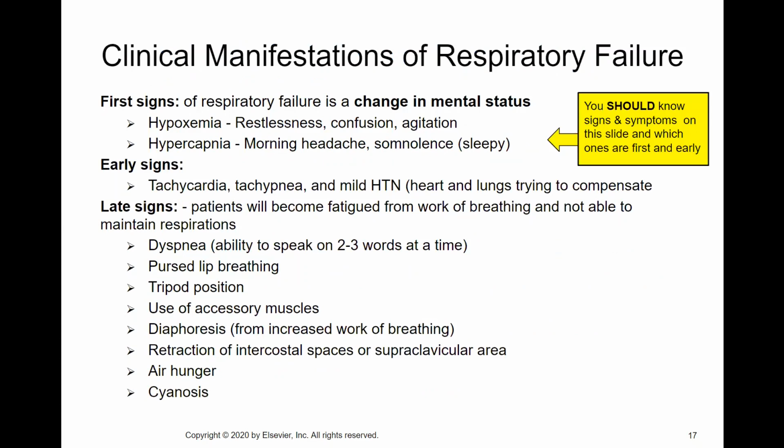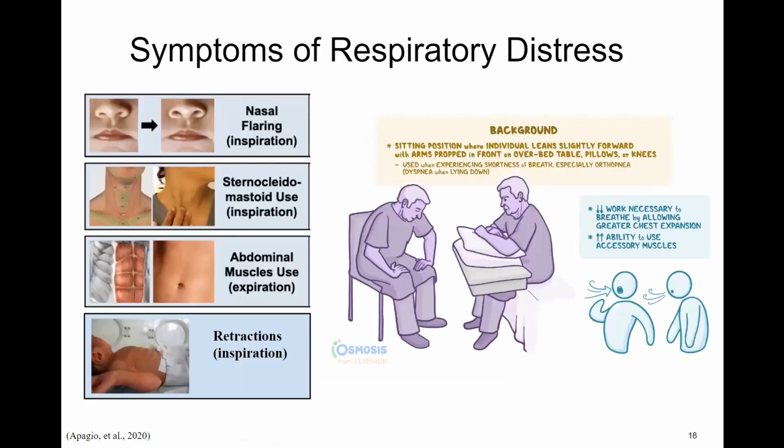This slide just shows the same symptoms of respiratory failure listed again. I do want you to know which are the first and early signs and symptoms because to practice nursing safely, you need to recognize changes in your patient early so that they can be treated early. The slide is just a visual depiction of some of the symptoms to make sure that you know what the medical terms mean. So pause the video and take a look at it if you need to do that.